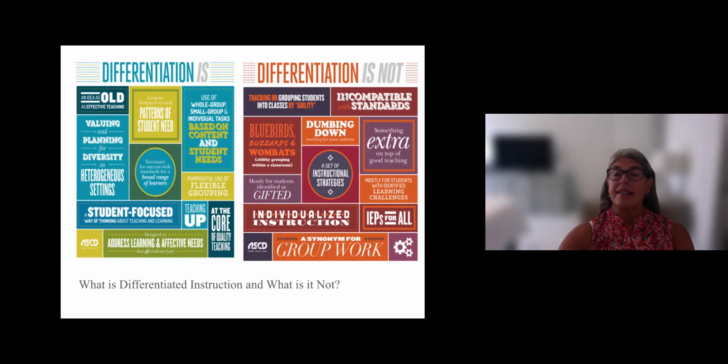This says it's not incompatible with standards. You use the standards to create what you want students to know, understand, and be able to do, and you plan your lessons all based on that, okay? And then it's not just for gifted students, it's for all students.